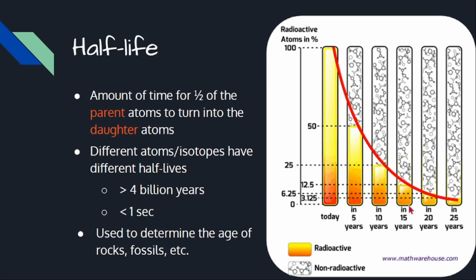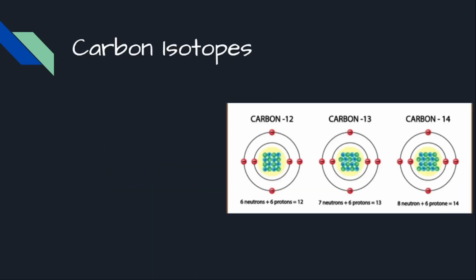If I have 3.125% of my isotope left, that means that it is about 25 years old. So we can use isotopes, this half-life of isotopes, to help determine how old something is.